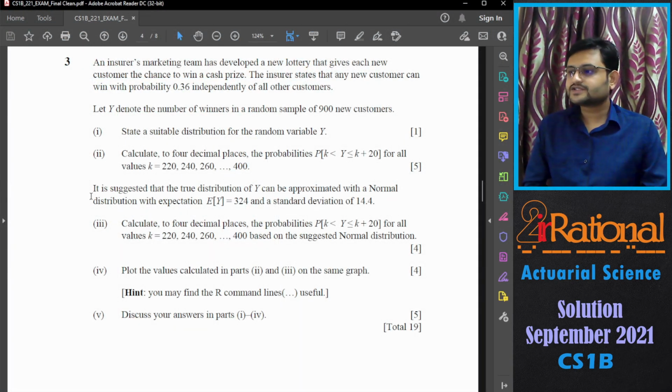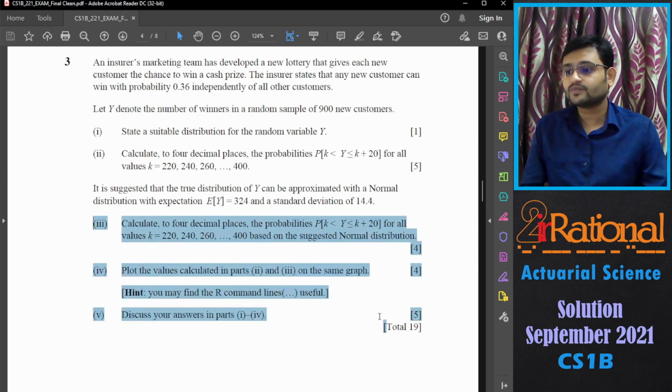For the third part, they are saying it is suggested that the true distribution of Y can be approximated with a normal distribution with the expectation of 324 and a standard deviation of 14.4. So we are talking about our CLT. Calculate to 4 decimal places the probability that Y is going to be between these two values for all the values between, again, the same values. So k is going to be the same. We are going to use normal approximation, so we have to use continuity correction. If you do not use continuity correction, I don't think you are going to get marks anywhere from 3 to 5.